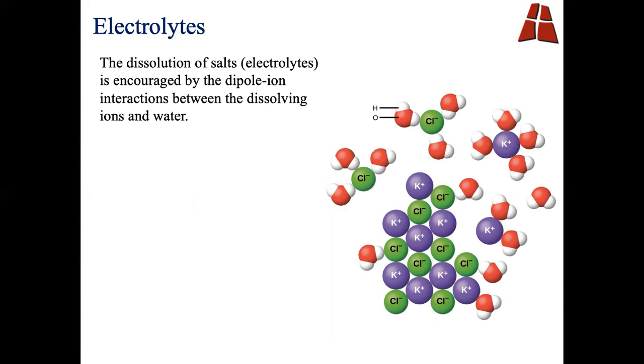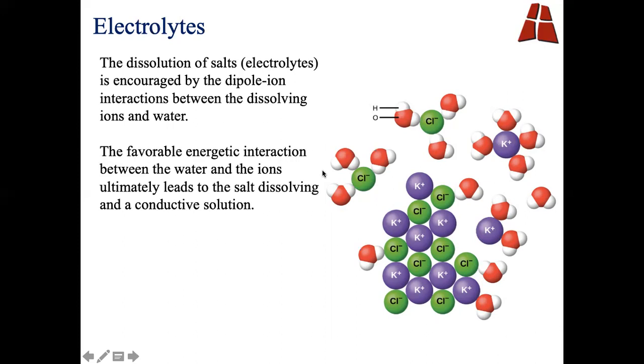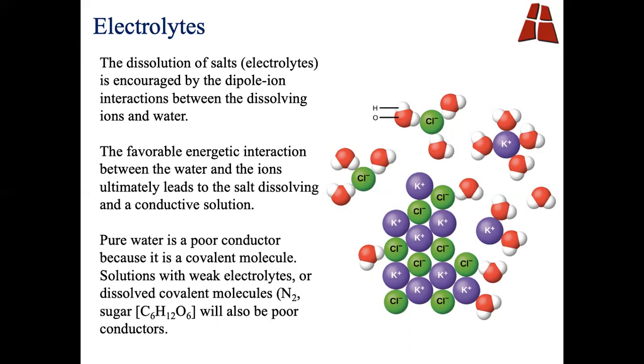So what does dissolving electrolytes actually look like? It actually takes us back to intermolecular forces, where when we dissolve something, these red and white water molecules here are going to interact with our ions as it dissolves. They will cause a favorable energetic interaction where the positive part of our water interacts with the negatively charged chloride, and the negative part of our water, if we were to draw a dipole on it, interacts with the positive part of our K+, or potassium. Because those are favorable ion-dipole interactions, this ultimately leads to the salt dissolving to form a conductive solution.